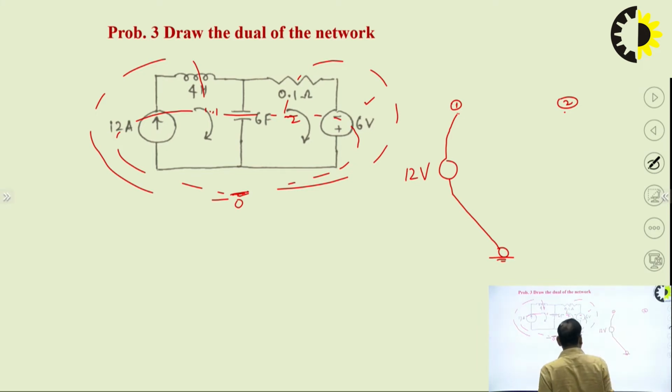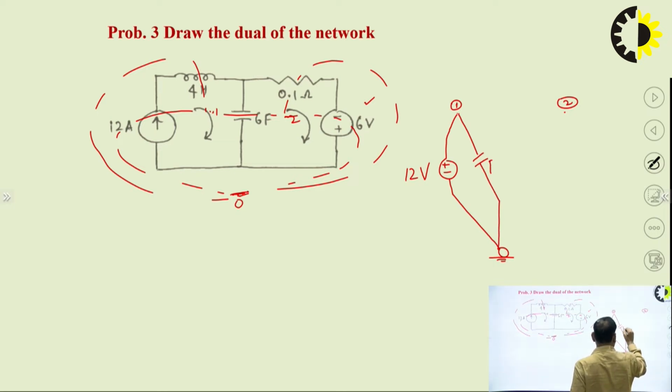So how will we orient this voltage source? Where should the plus polarity and where will be the minus polarity? Look here, this mesh current I1 is supporting the 12 ampere current source. It means the plus terminal of this voltage source will be towards node 1 and the minus will be the reference node. Now come to this. This will be a 4 farad capacitor. In between 1 and 2 there is a 6 farad capacitor.